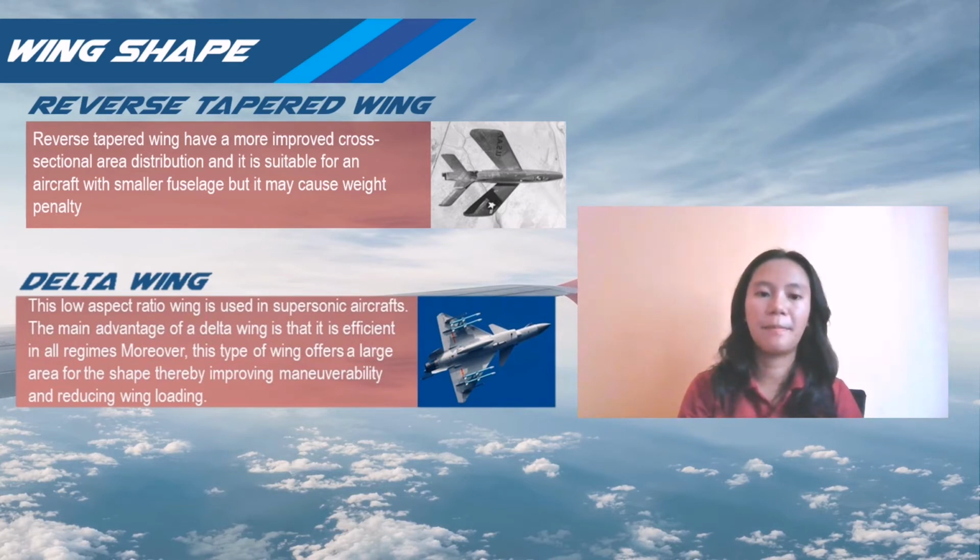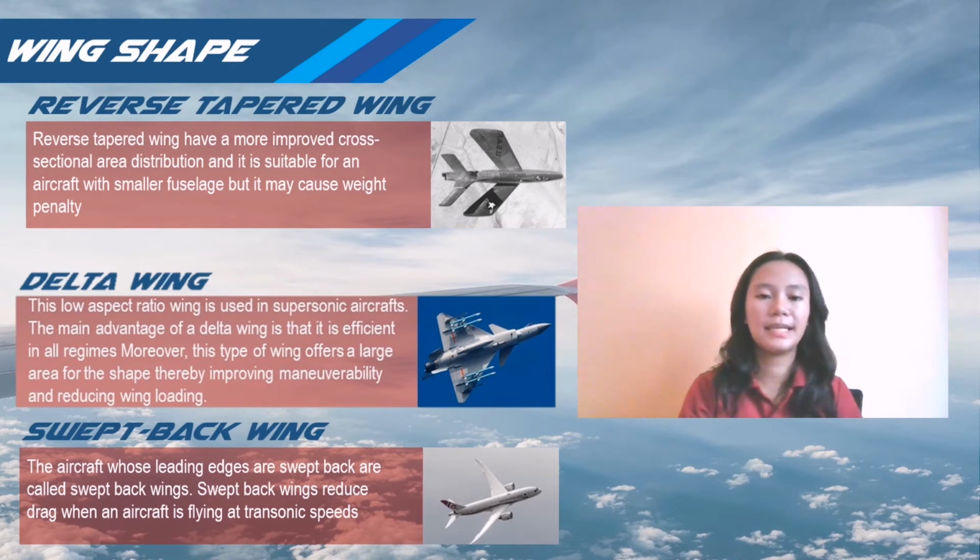And lastly, the swept back wing. The aircraft wings whose leading edges are swept back are called swept back wings.